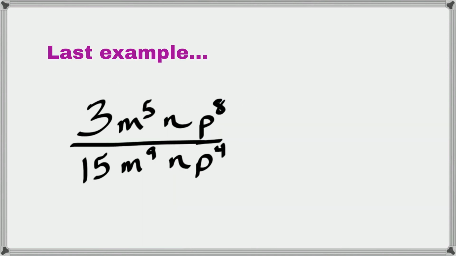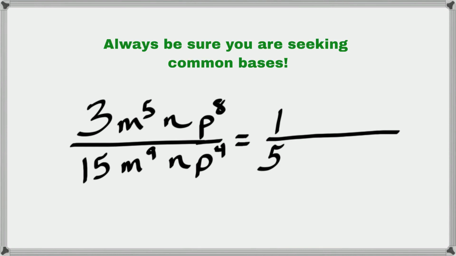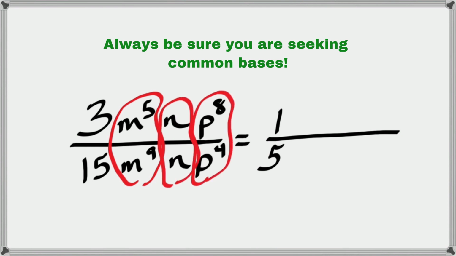Putting it all together, take a look at this example. Just to stretch your wings a little bit, your coefficient is 3/15. We're going to go ahead and reduce our coefficient as a fraction, and 3/15 have a common factor of 3. So 1/5 will be our simplified fraction. Then we're going to find each of our common bases, our m's, our n's, and our p's. Handle them each separately and subtract.